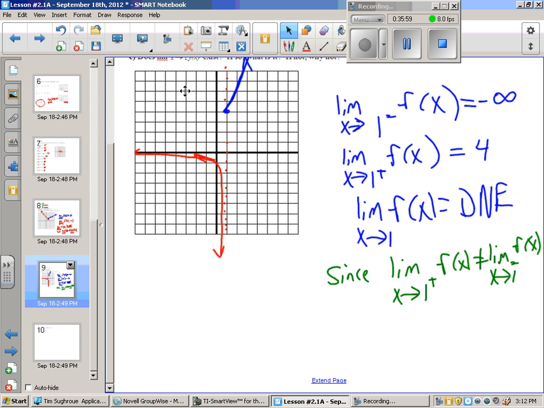They are not equal. If the left-hand limit doesn't equal the right-hand limit, you do not have a limit. If the left-hand limit equals the right-hand limit, then that is your limit.